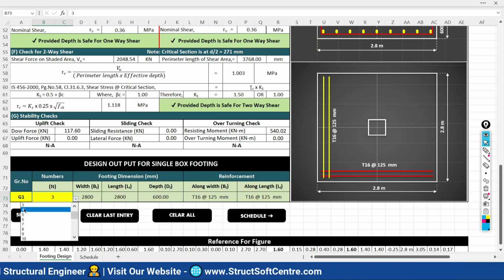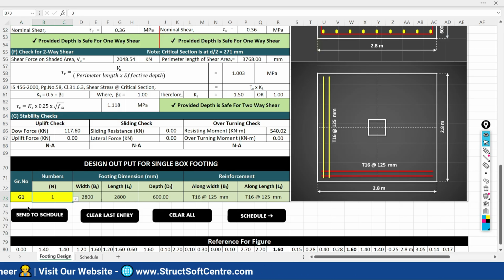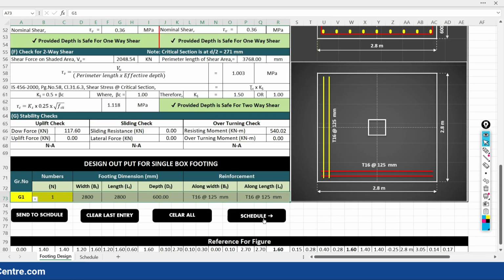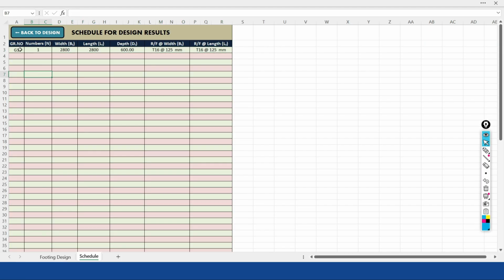How many footings are there? Only one footing is there in the first group. I would like to click here, send to schedule. Once you click on send to schedule, go to schedule and see here, one schedule is updating.